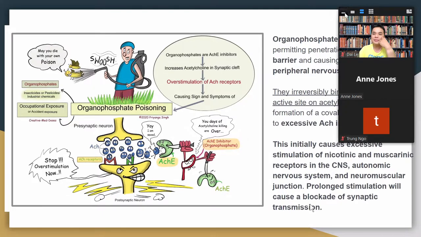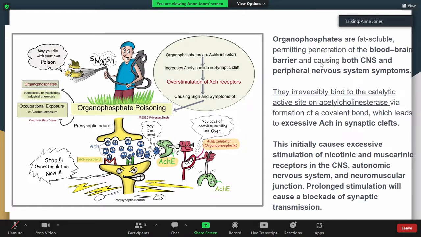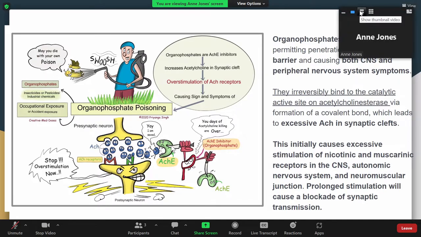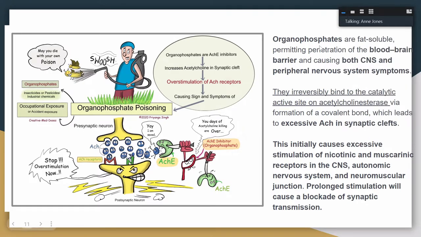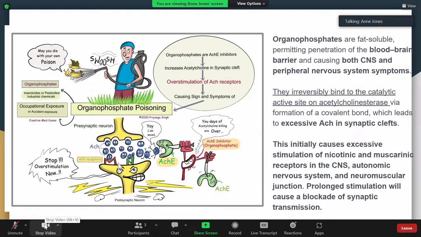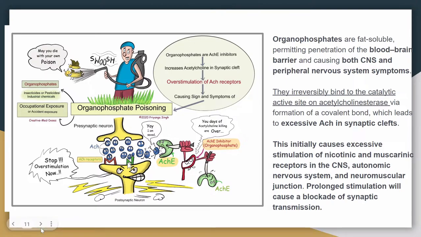This is what goes wrong with organophosphate poisoning. Here, the green monster is our acetylcholinesterase enzyme that's supposed to be breaking down the acetylcholine. And our monster, the organophosphate, binds to the acetylcholinesterase enzyme and inhibits it. Therefore, you get a ton of acetylcholine attacking all these muscarinic and nicotinic receptors. And when these are stimulated for a really long time, you eventually get blockade of synaptic transmission, which is why eventually you see paralysis.